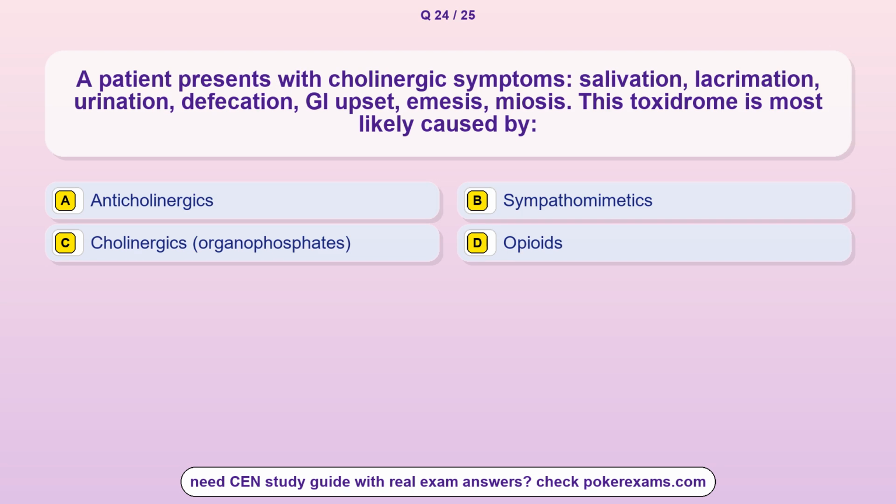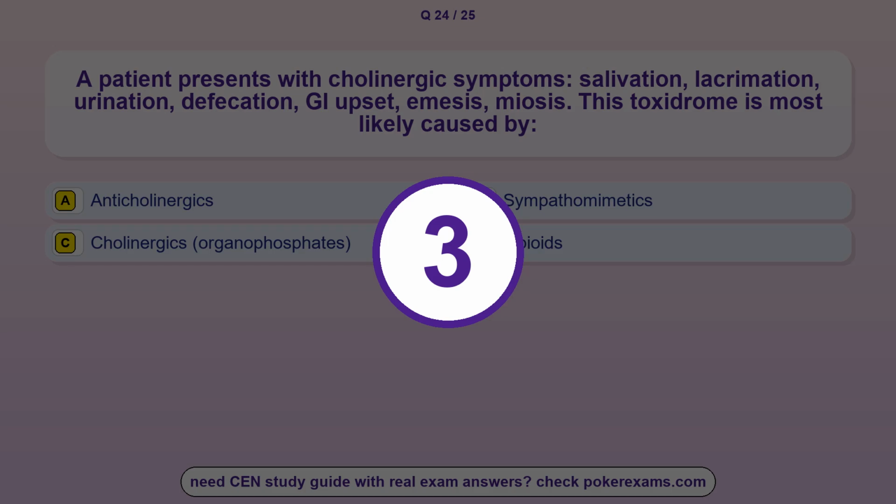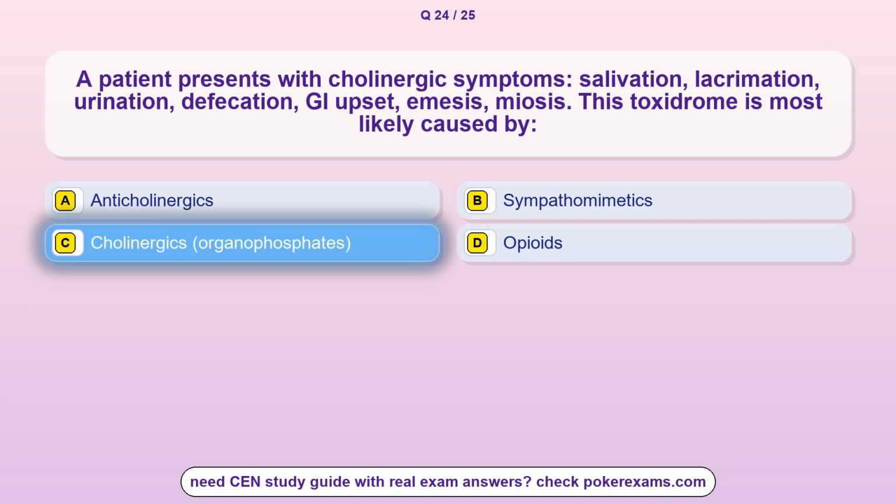Question 24. A patient presents with cholinergic symptoms: salivation, lacrimation, urination, defecation, GI upset, emesis, miosis. This toxidrome is most likely caused by option A, anticholinergics. Option B, sympathomimetics. Option C, cholinergics, organophosphates. Option D, opioids. The correct answer is option C, cholinergics, organophosphates.